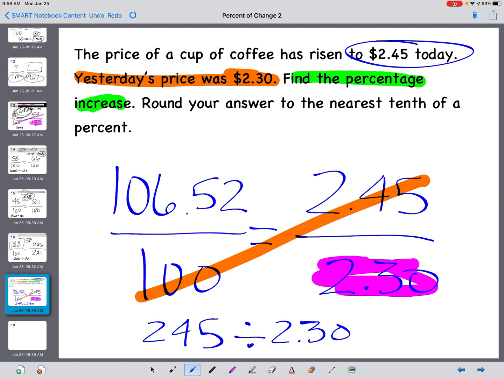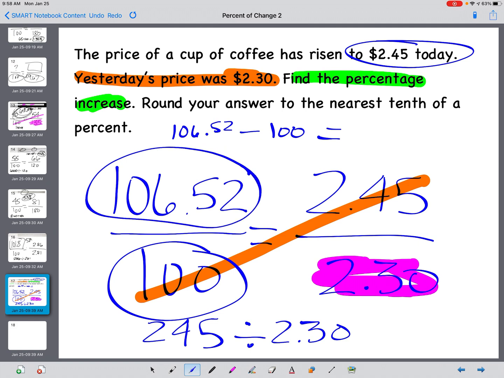Now, here's a little bit of a wrinkle. This is something that you need to understand. To get the actual answer, you would need to do one extra step than you may be used to: subtract the 100% from the 106.52%. Of course, that's 6.52. Easy enough, right?